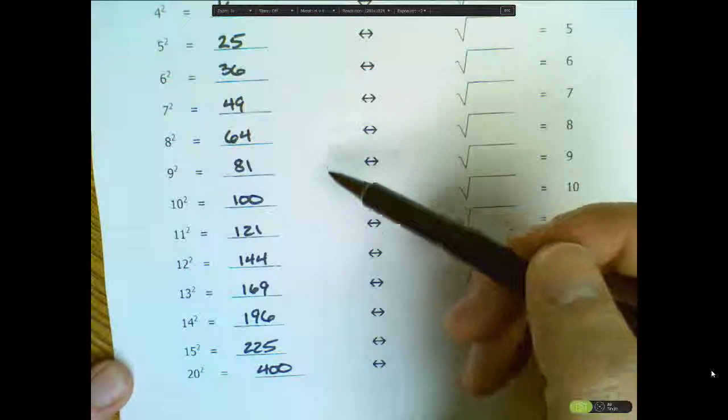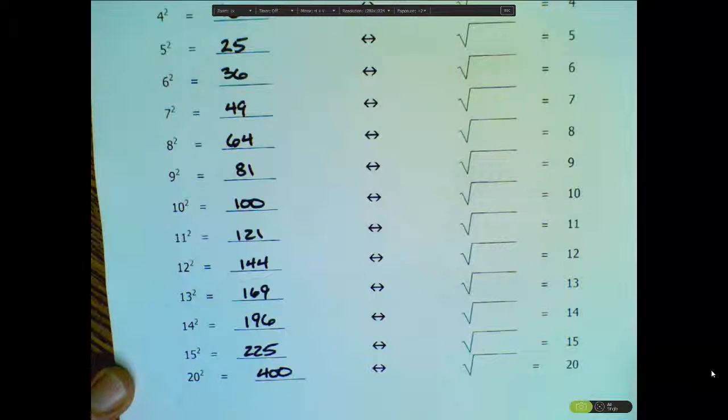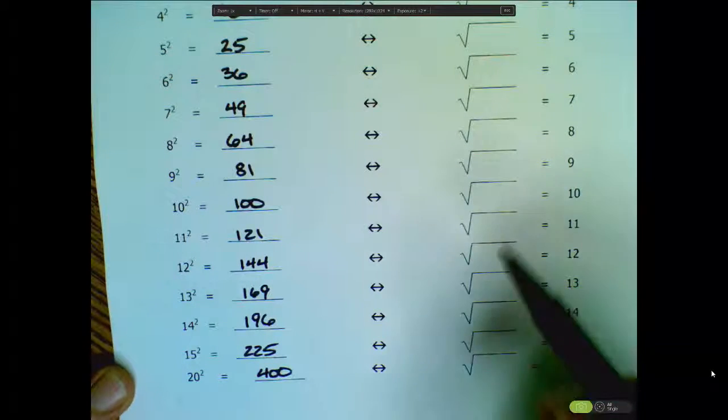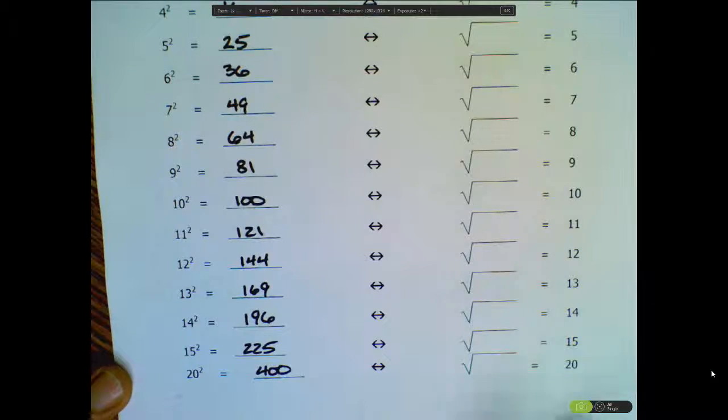Those are ones that we're going to work with a lot in algebra, so it is worth your time to go ahead and memorize those perfect square numbers. I will also say now is a good time to stop the video and make sure that you complete that part of your notes. So go ahead and pause it, and then you can unpause it when you're finished.